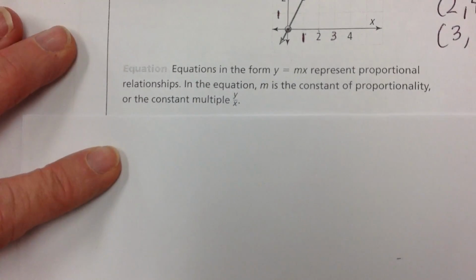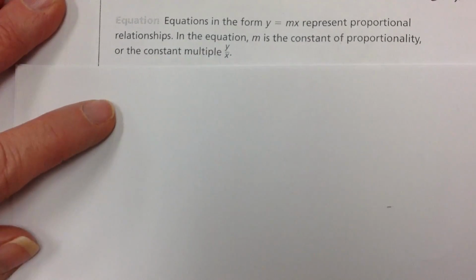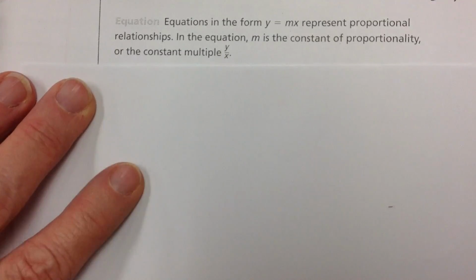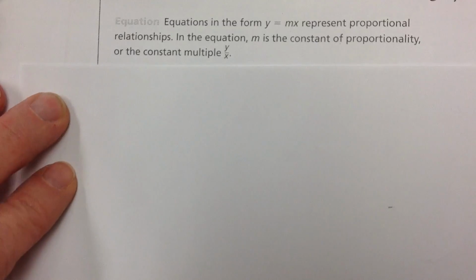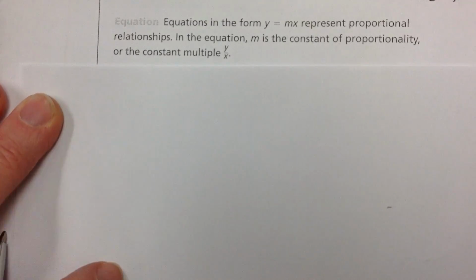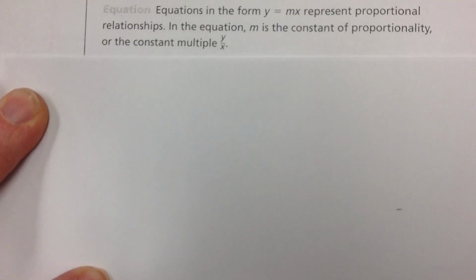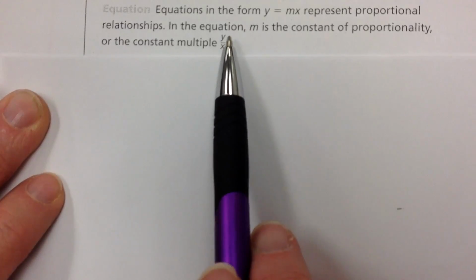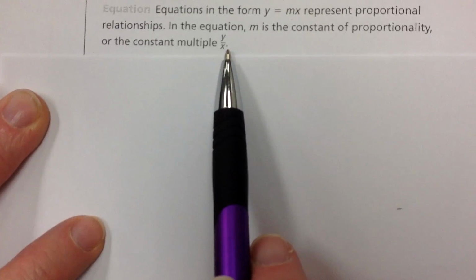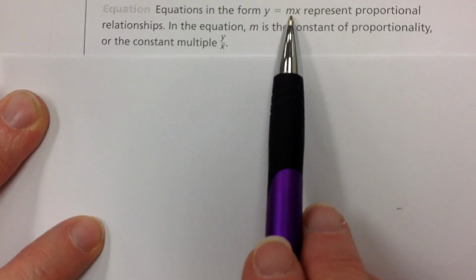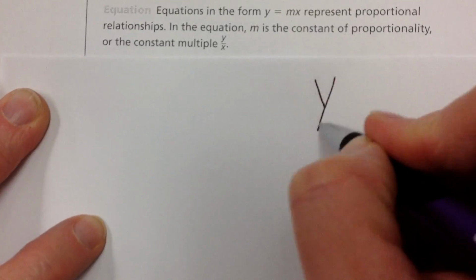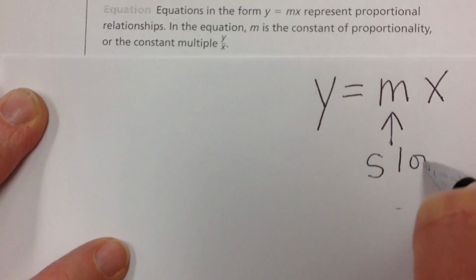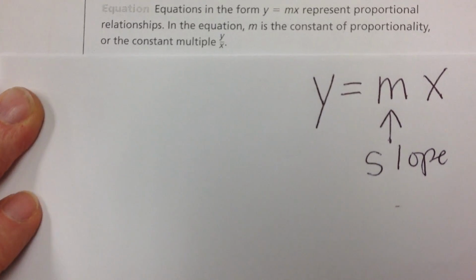An equation. An equation in the form of y equals mx represents proportional relationships. In the equation, m is the constant of proportionality, or the constant multiple y over x. Later on, we will learn that m is your slope. So when you have y equals mx, m is your slope.